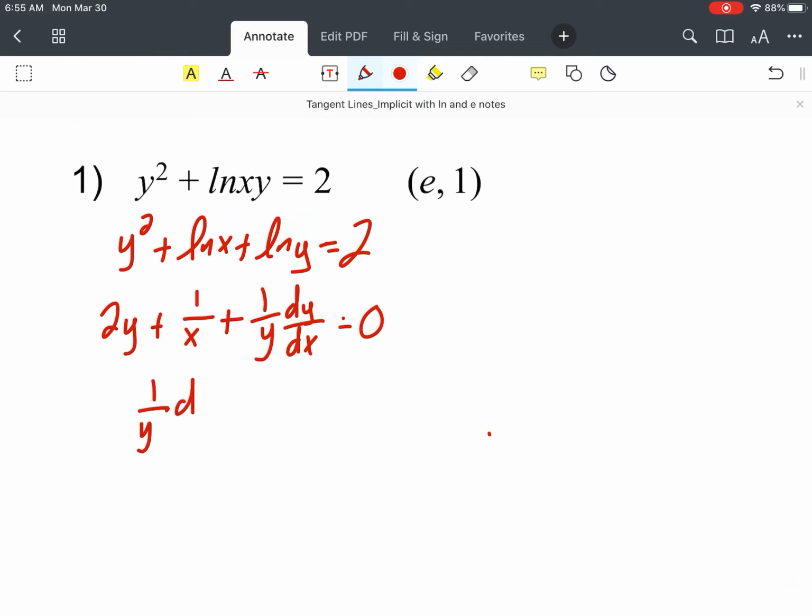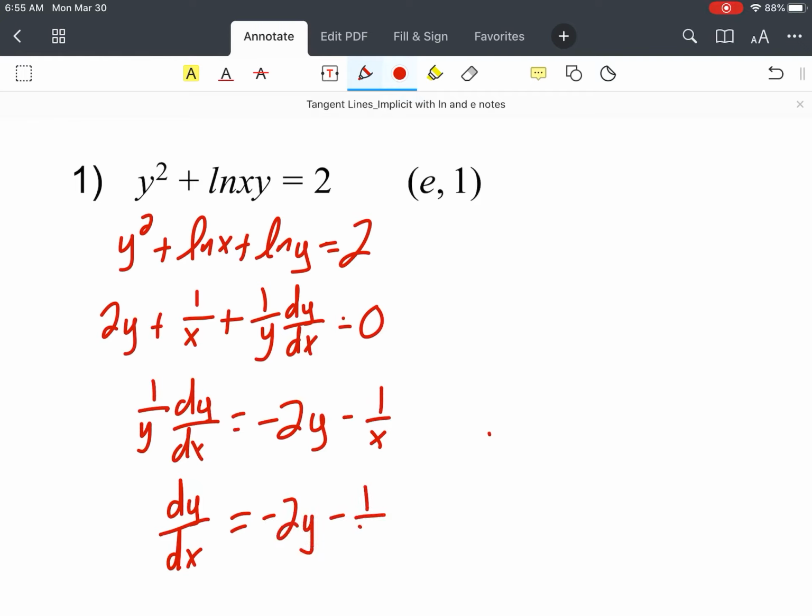Again, I'm going to get rid of everything without a dy/dx, keep everything with it. And then finally solve for dy/dx. Normally we divide something over, but this time we can just multiply both sides by y. So it's negative 2y minus 1 over x, all times y.